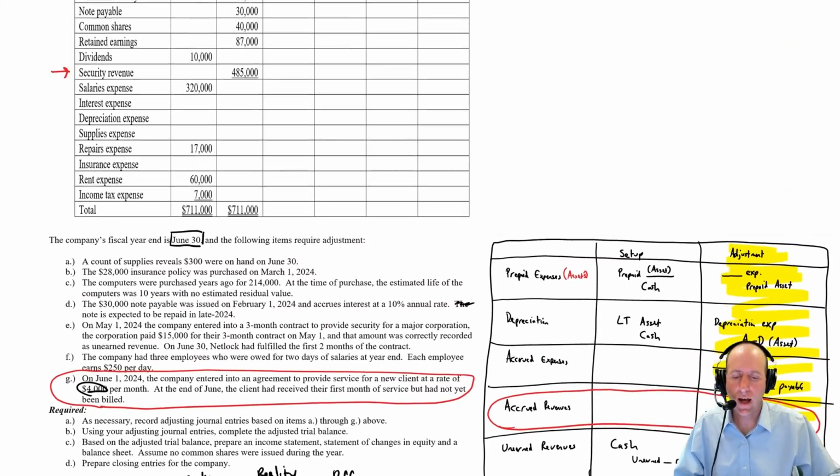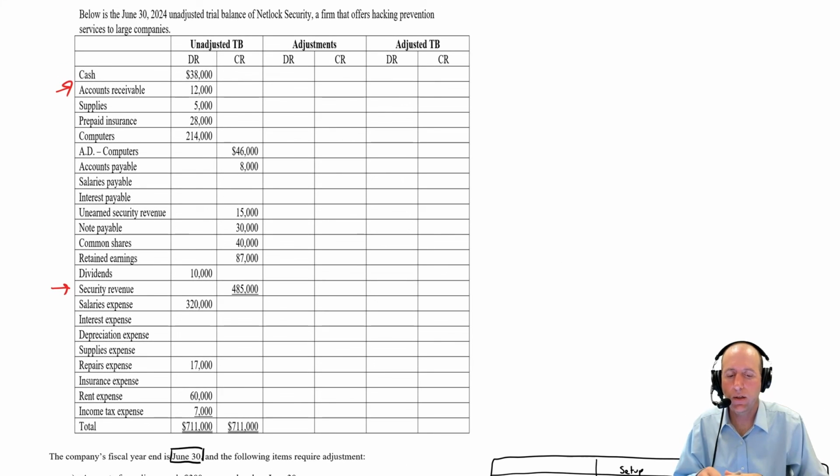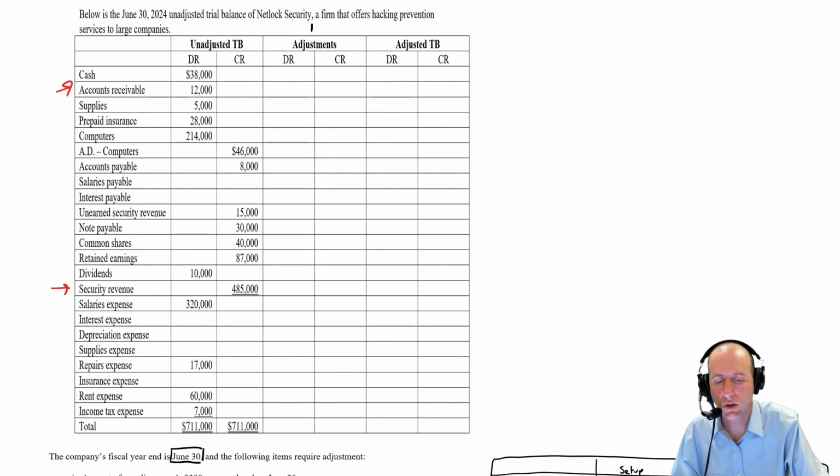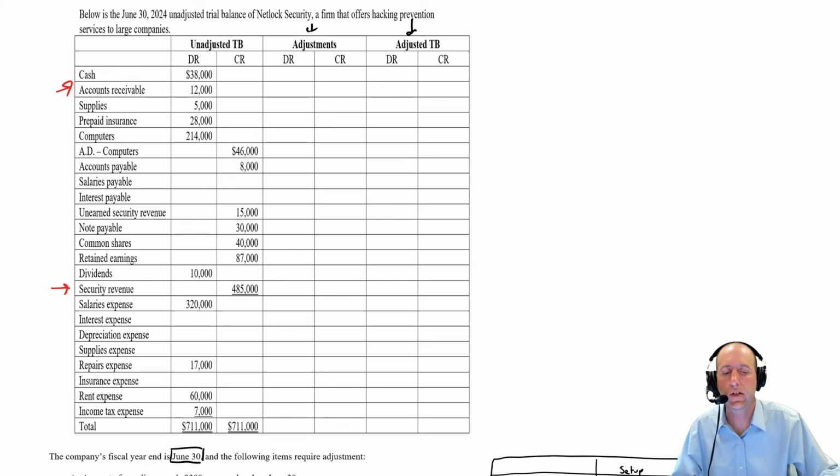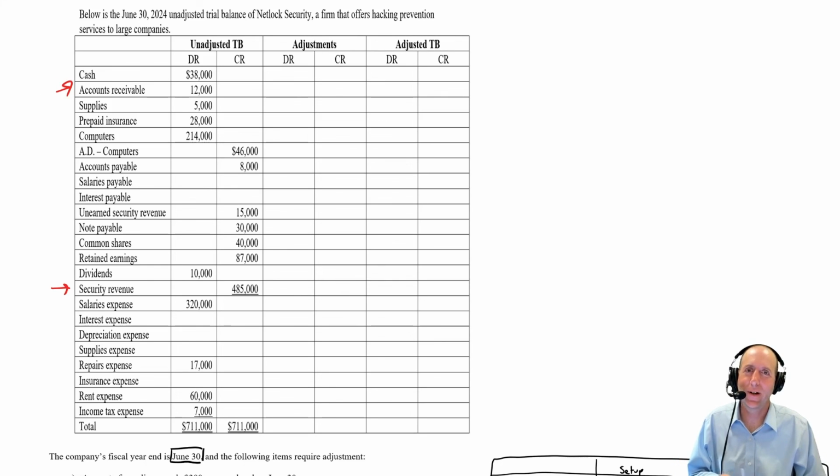Okay, we have done all of the journal entries, the adjusting journal entries. Our next step is going to be to fill this in and to prepare an adjusted trial balance. So we'll fill in these columns and we'll do that in our next video. Stay tuned.